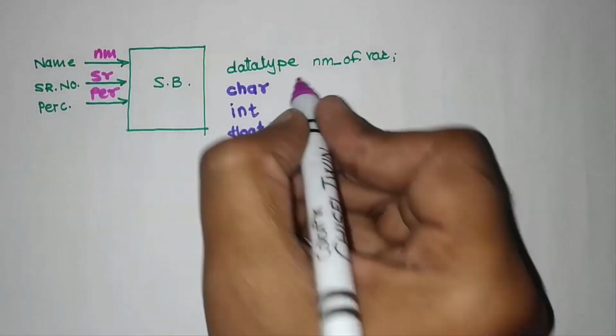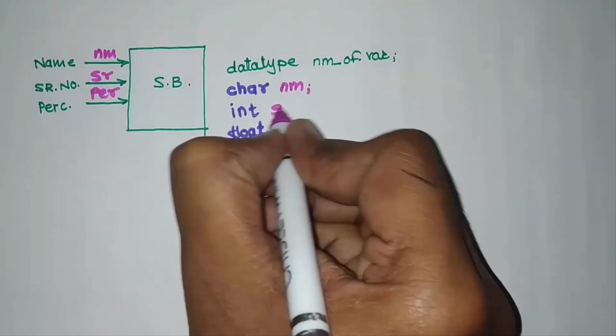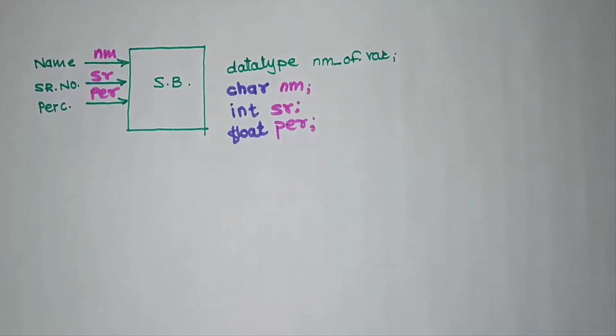So for character we are using name, for integer we are using sr, and for float we are using per. In this way we are going to use simple variables along with appropriate data types in a program. And data type basically defines what kind of data that we are going to handle.